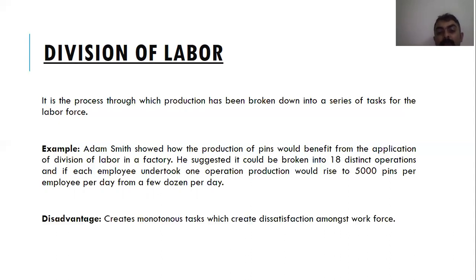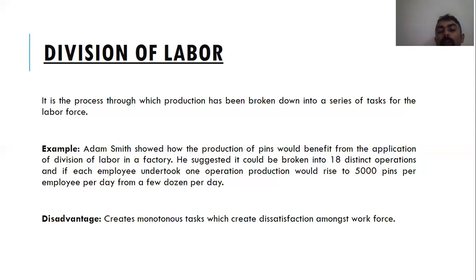But it has its disadvantages, which means it creates monotonous tasks which create dissatisfaction among workers. When people do different tasks, they have variety, and when they have variety, they're generally happy. When people do only one task during the whole day, they get bored because of the monotony, and this creates a bit of dissatisfaction. This is the disadvantage.